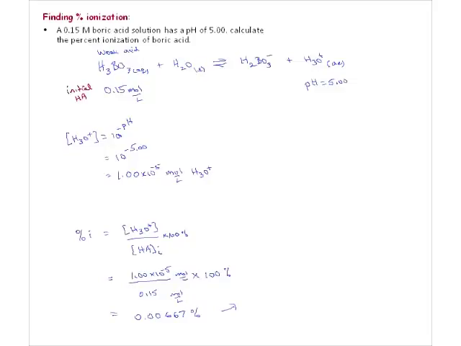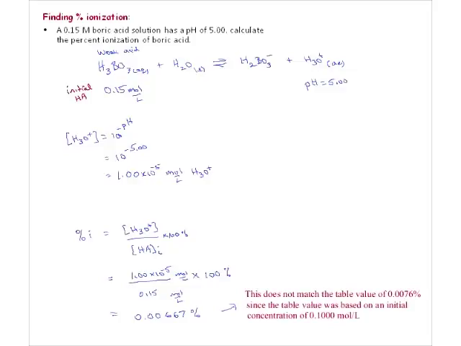And we can say, well, this doesn't match the table value. If you look at the table value for boric acid, it is 0.0076. We're very close, aren't we? But the table value was based on an initial concentration of 0.1 mole per liter. And that's why it's slightly different, because our initial concentration was 0.15. So that's why we couldn't use the table value. So it's very close. So again, you can look at it and get an idea of, am I in the right ballpark? And yes, we are. We're a little bit different simply because we had a different initial concentration. There we go.